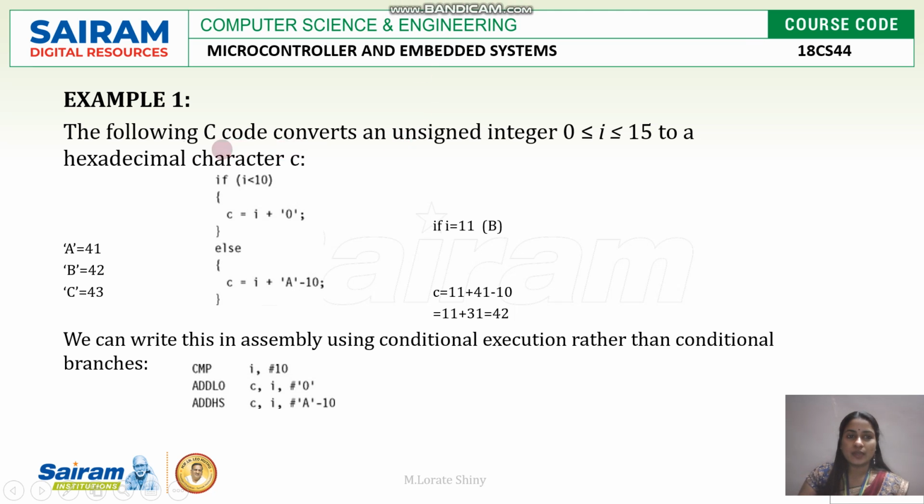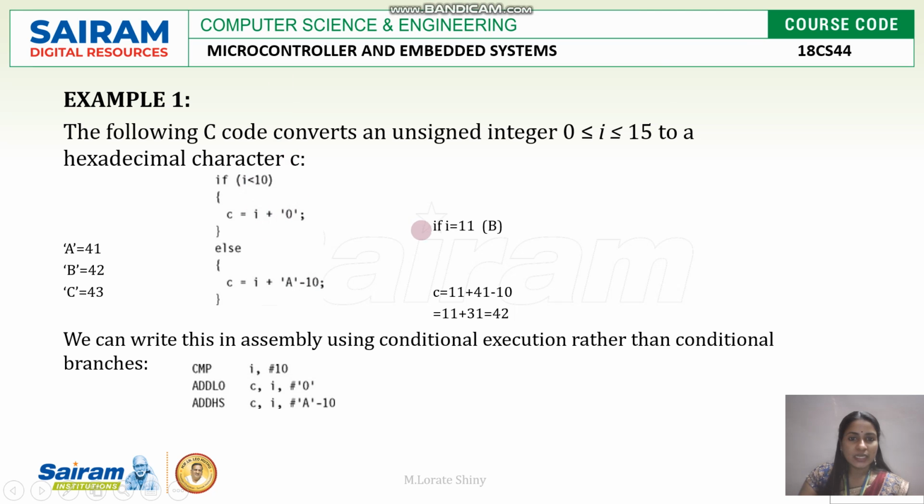In the first example, we are converting C code to assembly code. The C code converts an unsigned integer i from 0 to 15 to a hexadecimal character. So how do we write the C code for this operation? If i is less than 10, then c is equal to i plus '0', else c is equal to i plus 'A' minus 10. 'A' is written inside quotes, so it is an ASCII value.